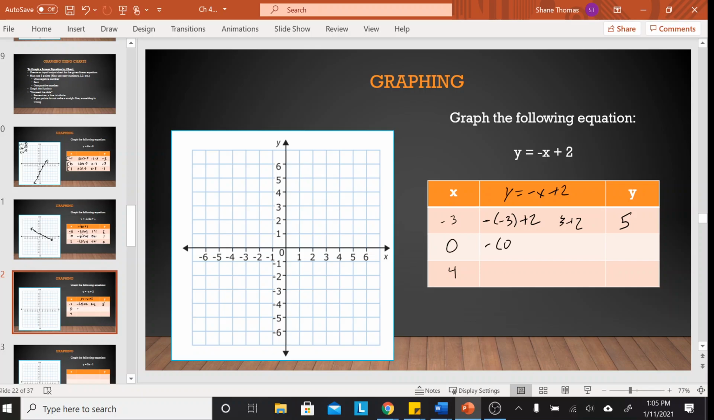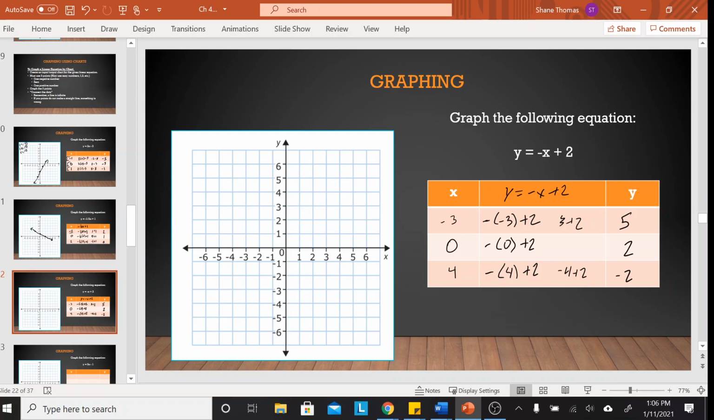Next one, I plug in a 0. Be careful with that negative in front of the x, guys. So we have a 0 and then a 2. So that's just going to be 2. And the last one, plug a 4 in. So I have -4 plus 2, which is going to be -2.